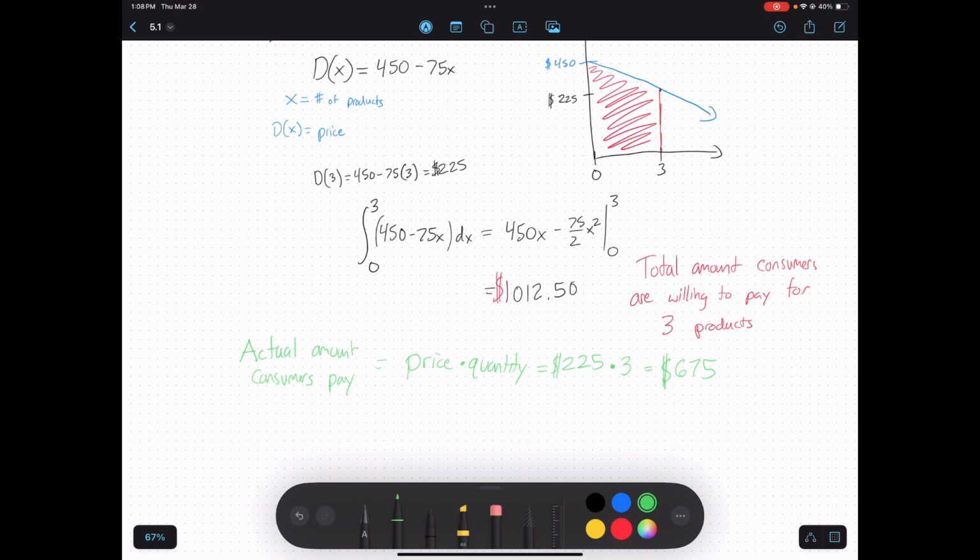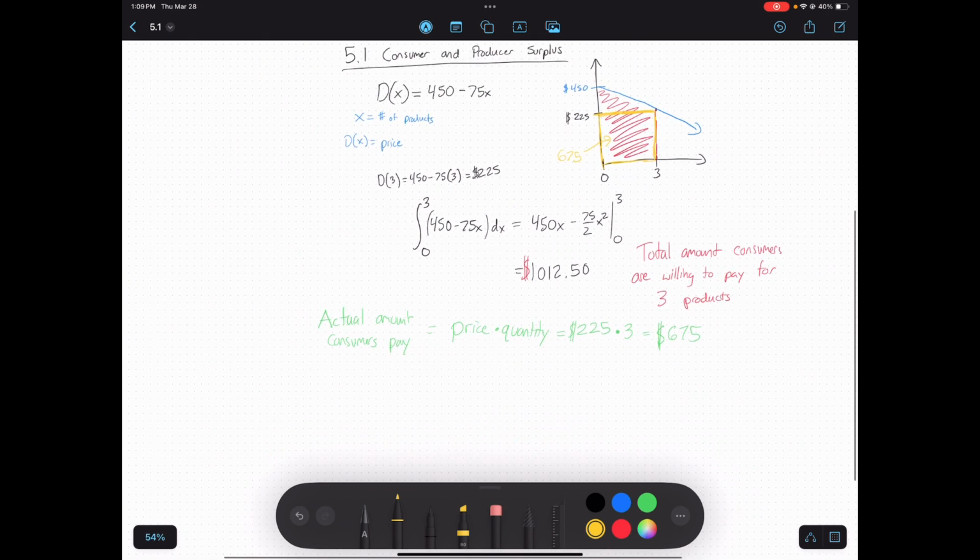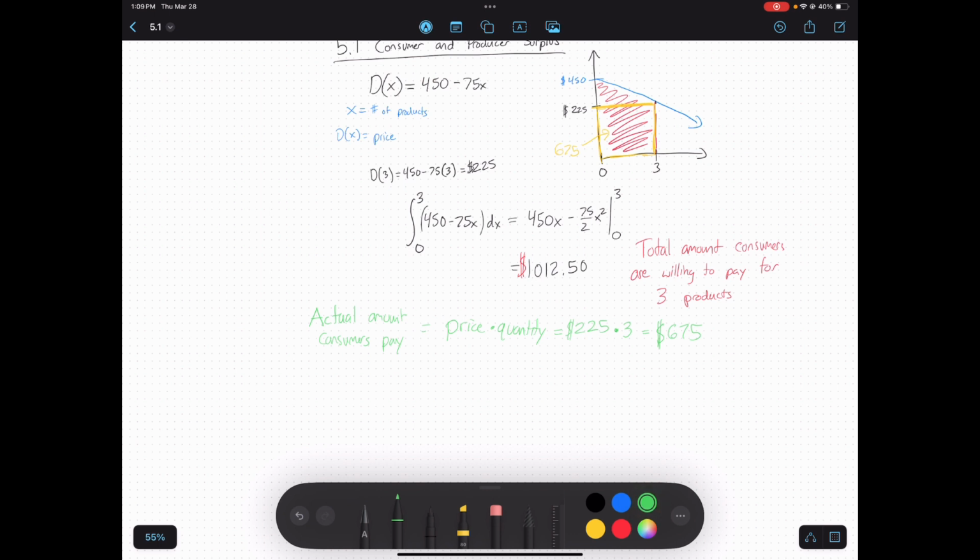Okay. If I take a look at my graph, what did I actually do here? Well, 3 times 225 gives me the area of this rectangle. The area of this rectangle is 675. The area under the curve is 1,112.50. Okay. So what is consumer surplus? Consumer surplus is this region. What's left over, or what's the difference? So this region right here is considered my consumer surplus.